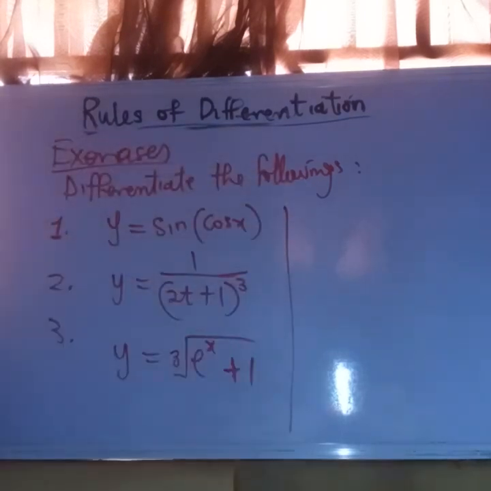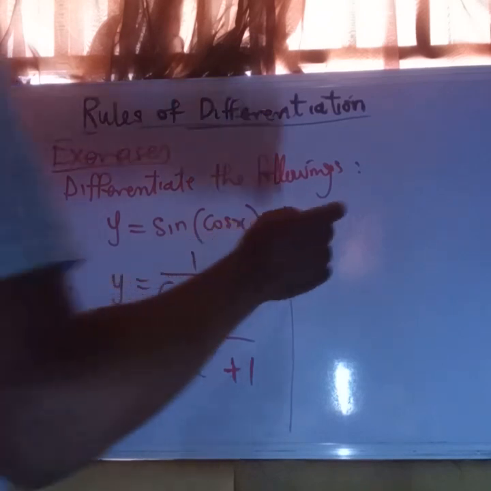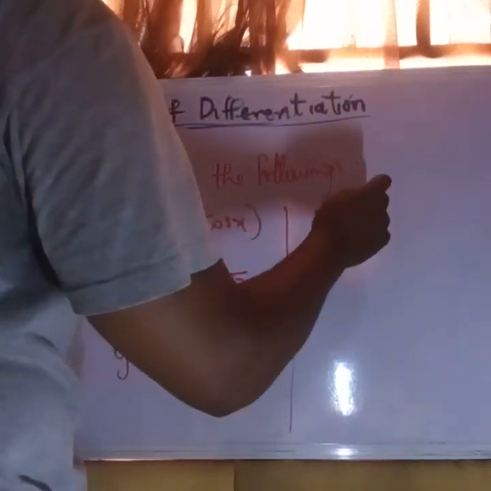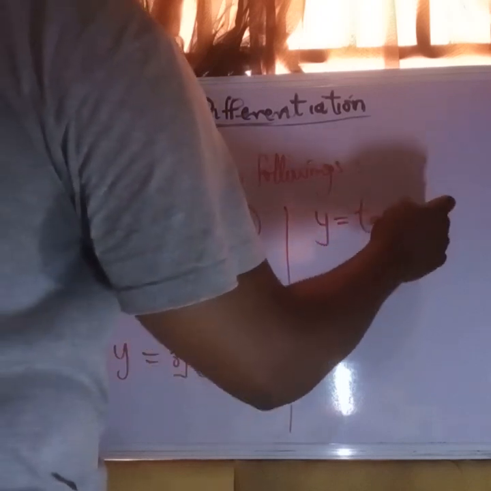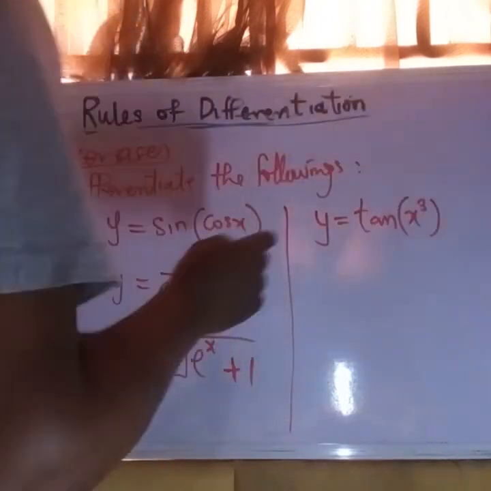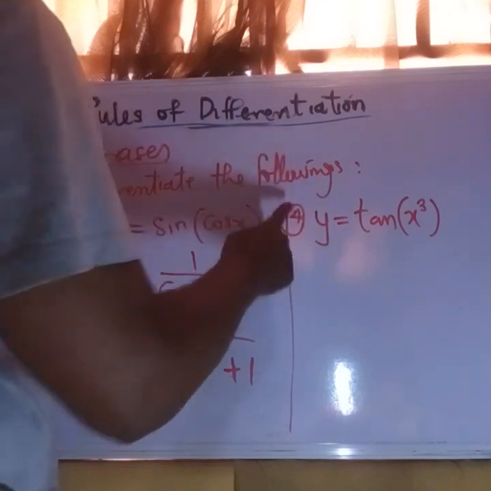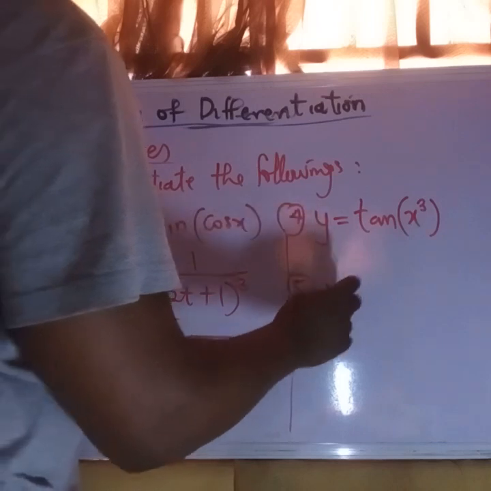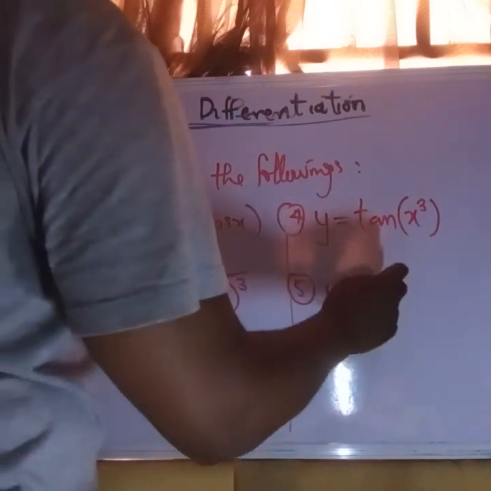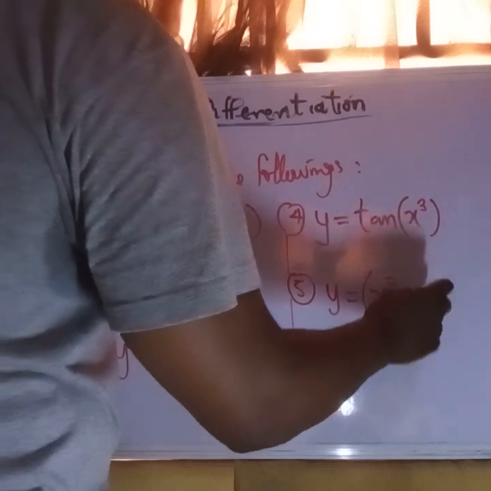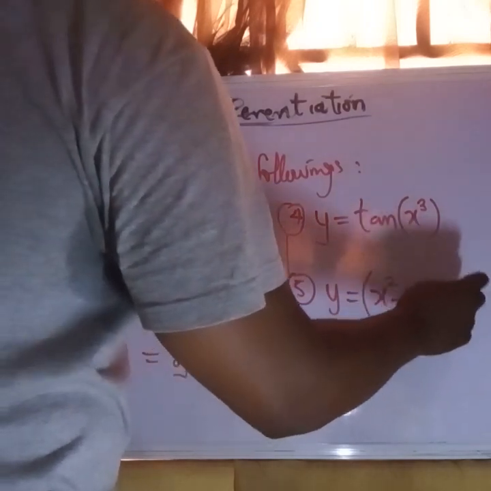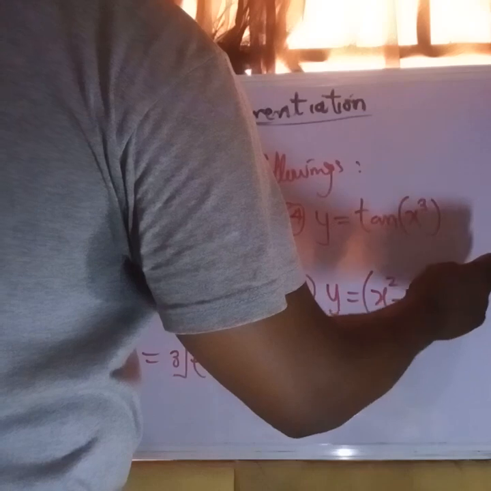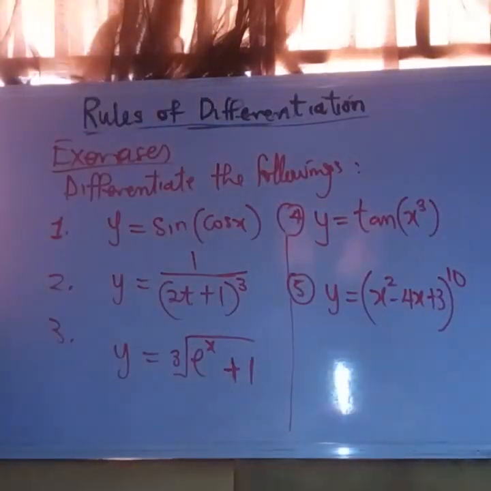Let's add one more. If you are given a function y equal to tan of x cubed, let's make this number 4. And number 5, let's have the function x squared minus 4x plus 3, raised to the power of 10. At your leisure time, you can try all this.